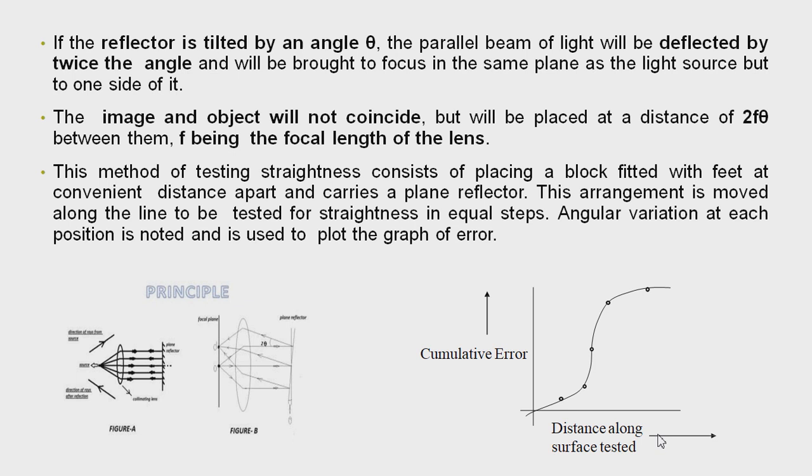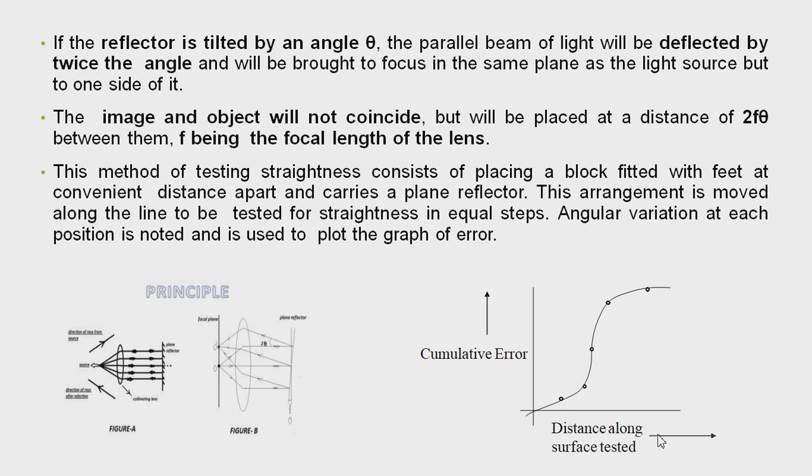Now, if the reflector is tilted by an angle theta, the parallel beam of light will be deflected by twice the angle, as we know by the principle of optics, and be brought to focus in the same plane as the light source but to one side of it. Means in this case the image and object will not coincide but will be placed at a distance of 2 times the focal distance of the lens into the angle.